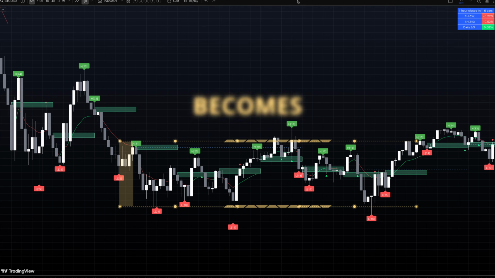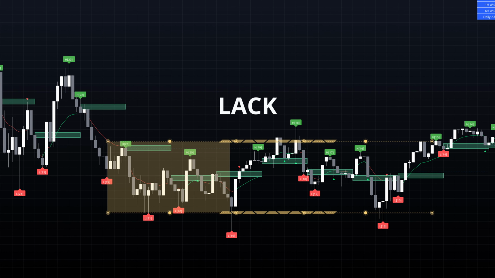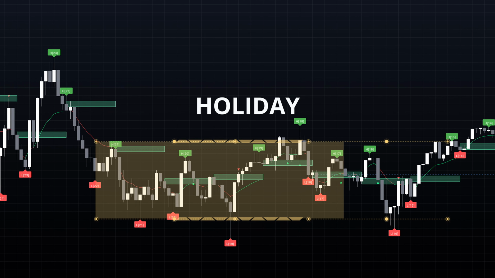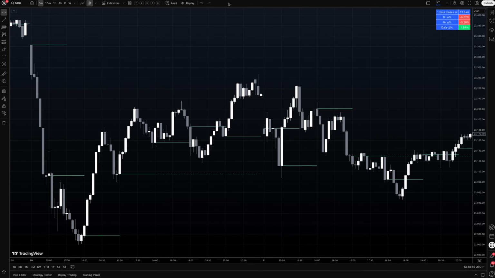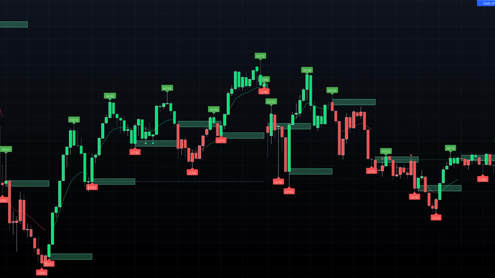However, the system becomes unreliable during low-volume periods, when hourly opens lack institutional significance. Weekend cryptocurrency markets or holiday sessions often produce false signals as participation drops. The multiple visual elements can create information overload for newer traders.